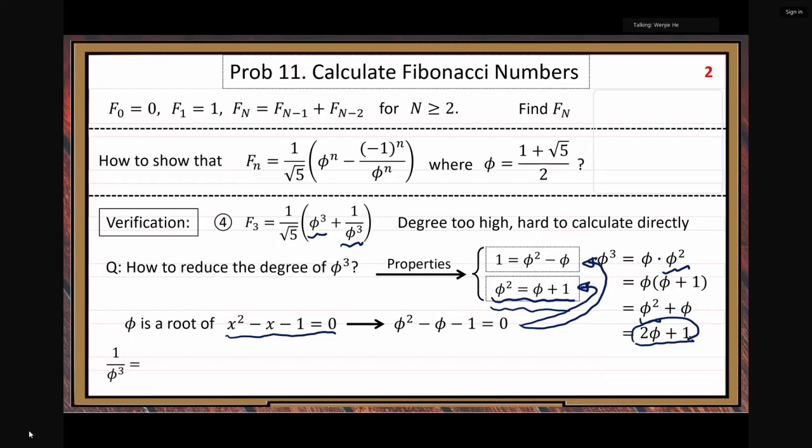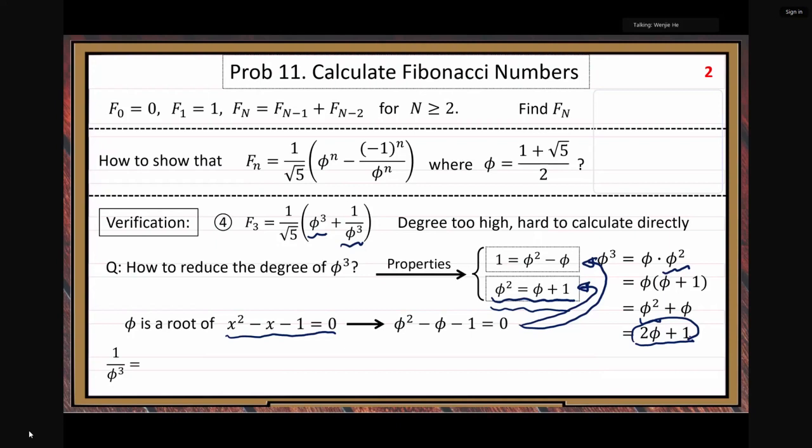1 over phi cube. We want to bring down the degree of the denominator. Although you can use a similar way, there is a better way. When we have this fraction with a numerator and denominator, if we want to reduce the degree at the denominator, we want to do cancellation, right? Cancellation can bring down the degree. Now we try to do cancellation.